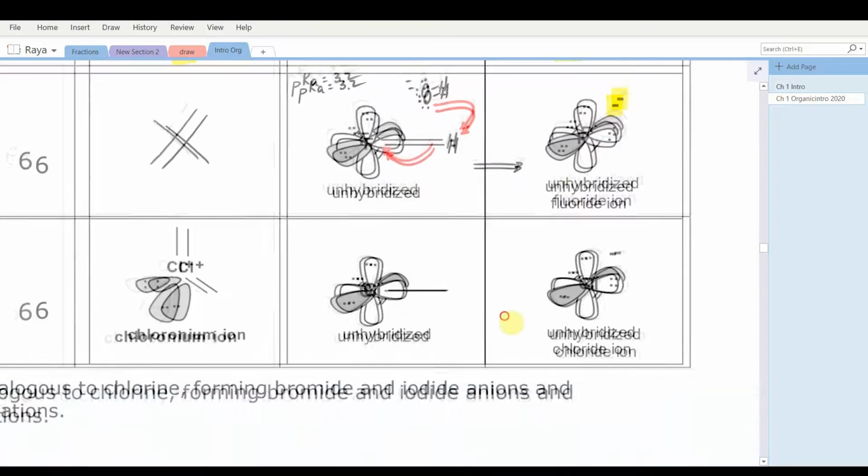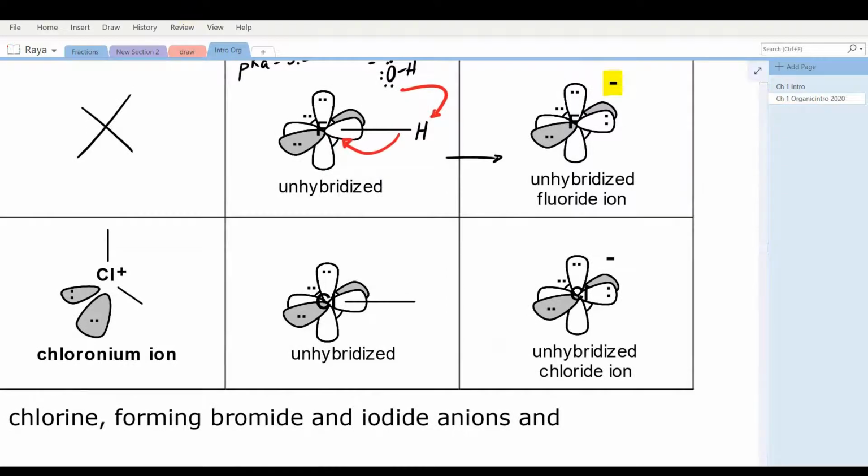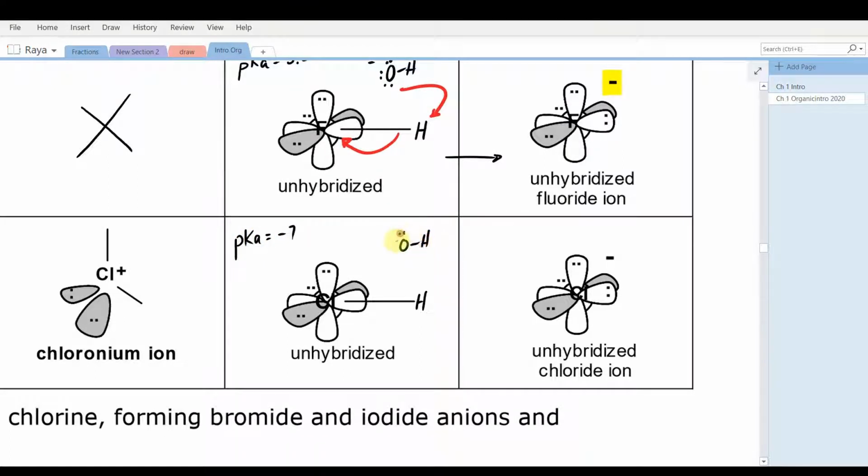Take a look at chlorine. Similarly, chlorine can be bonded to hydrogen, in which case it's an acid. This is a strong acid. The pKa is -7. If it reacts with a base such as hydroxide, it's deprotonated like so, and we get chloride anion. Now, chlorine is not the most electronegative element, so there are cases where it could actually be an electron donor.